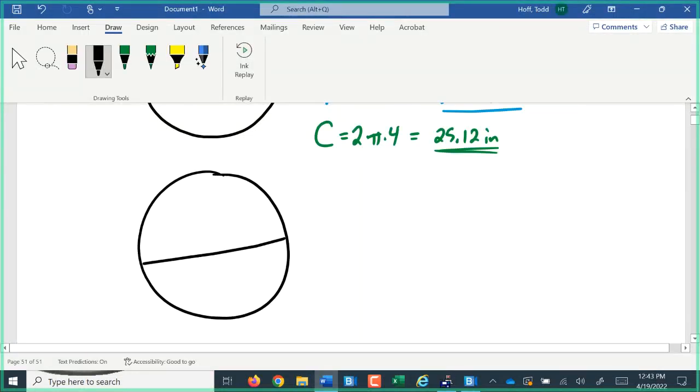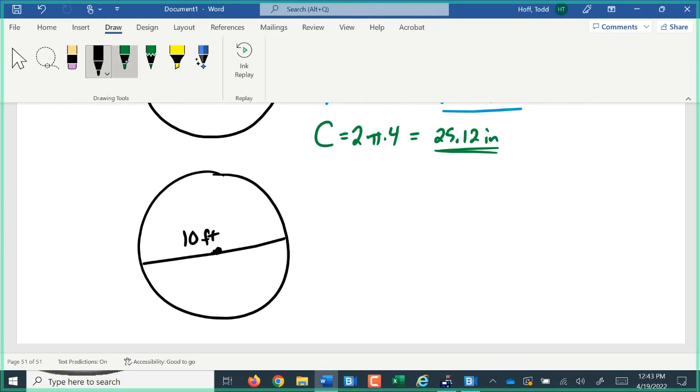Have a circle, and that looks like it goes through the center, with a diameter of 10 feet. How would I find the circumference of that? Pi times 10. Pi times 10 feet. That is already a diameter, so instead of 2 times pi times radius, we just use pi times diameter. Pi times 10 is 31.4 feet.